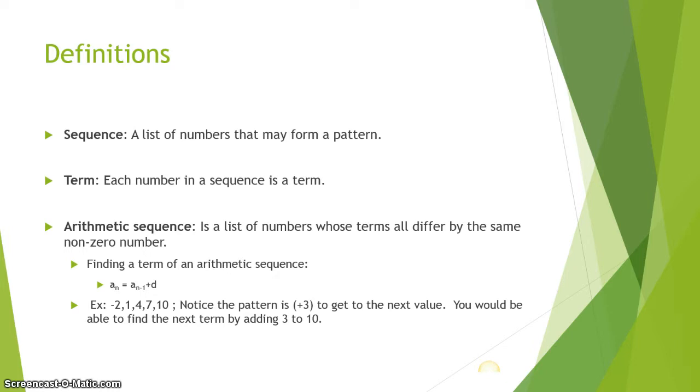So here are definitions. You are going to be looking at a sequence, which is a list of numbers that form a pattern. You're going to be recognizing terms, where each number in a sequence is a term. So when you see number values, that is a term. An arithmetic sequence is a list of numbers whose terms all differ by the same non-zero number. So there is a formula working with the arithmetic sequence.